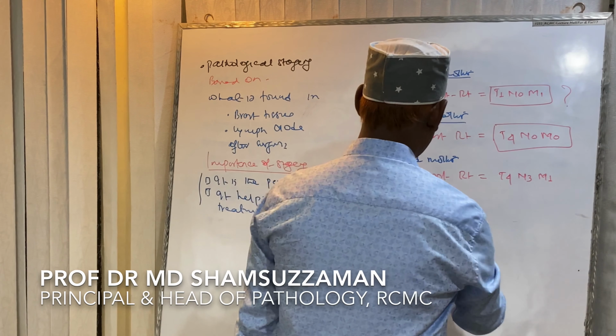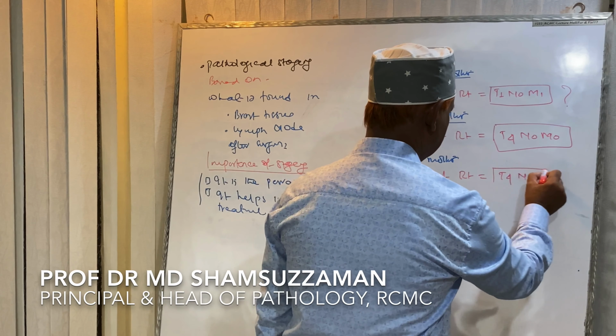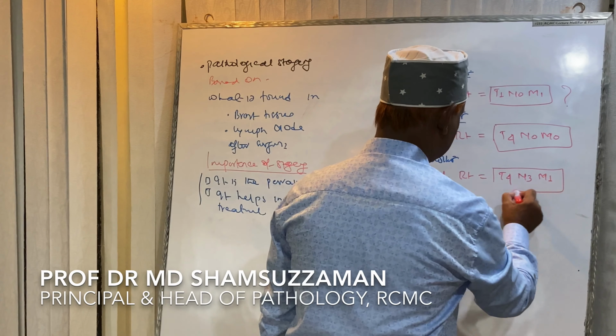Third mother, carcinoma breast, right side, T4, N3, M1. What it means? It means the largest size of tumor in the right side of the breast, there is contralateral nodal involvement. That is right-sided breast carcinoma, on the left side there is involvement of lymph node, and there is presence of hematogenous metastases.